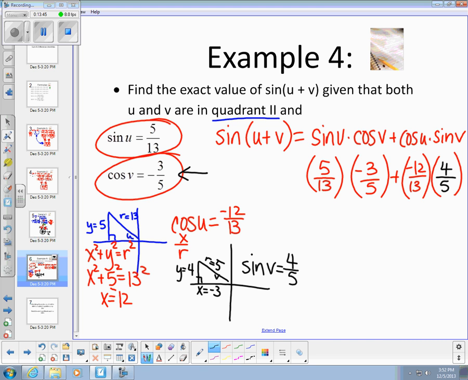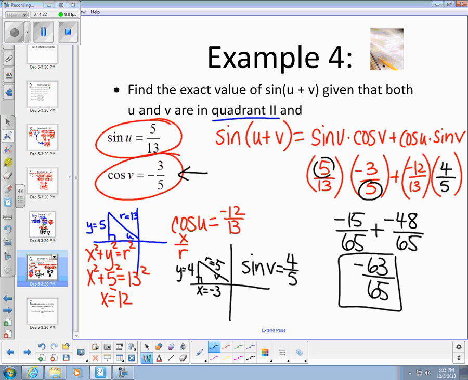Okay, so now I'm just going to use order of operations to multiply. And I know that you could cancel the 5 on the top and the 5 on the bottom in this first set. But if you don't cancel, then you will already have a common denominator. So I'm going to multiply straight across, and I get -15/65 plus -48/65. Since I already have a common denominator, I can add the numerators, and I'm going to end up with an answer of -63/65.